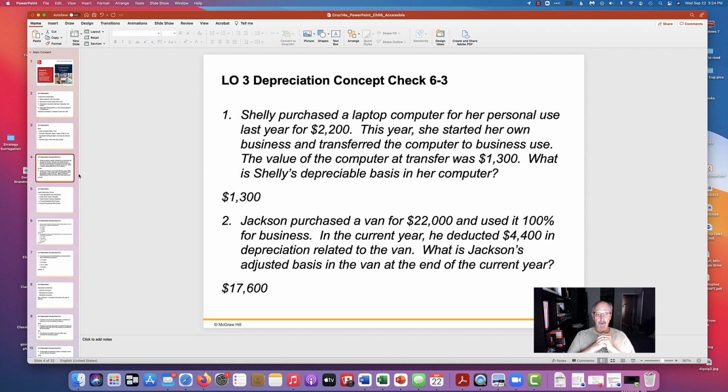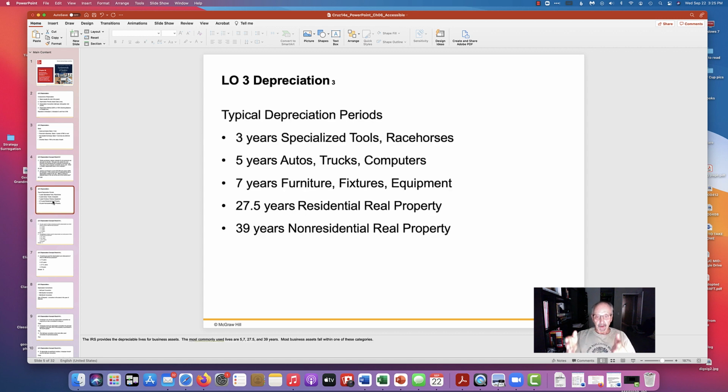That's what we use. Jackson purchased a van for $22,000 and used it 100% for business. In the current year, he deducted $4,400 in depreciation related to the van. What is Jackson's adjusted basis in the van at the end of the current year? Well, it's going to be what he paid, the $22,000, minus the depreciation that was taken, $4,400.